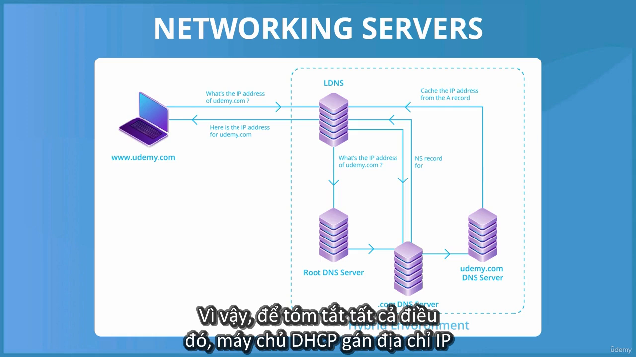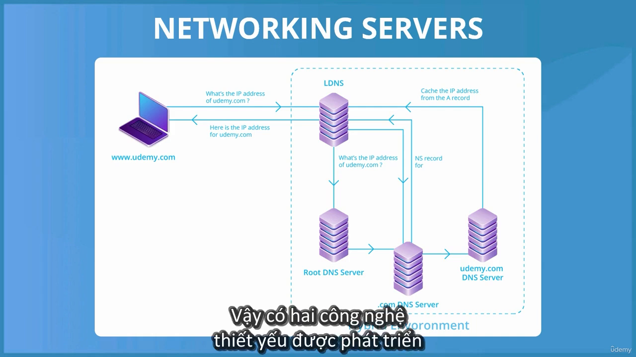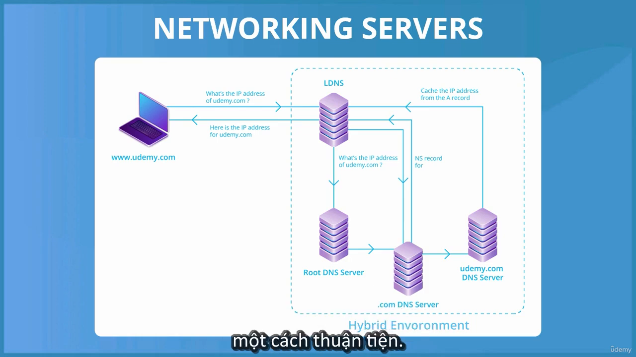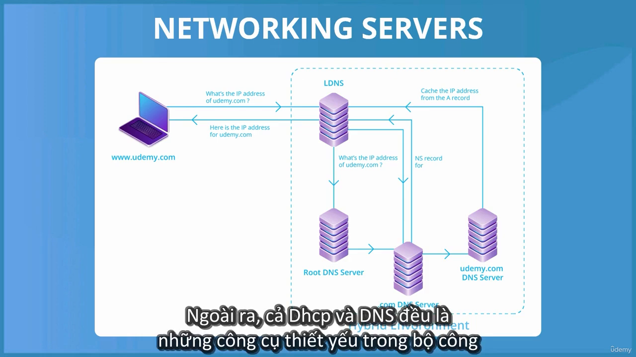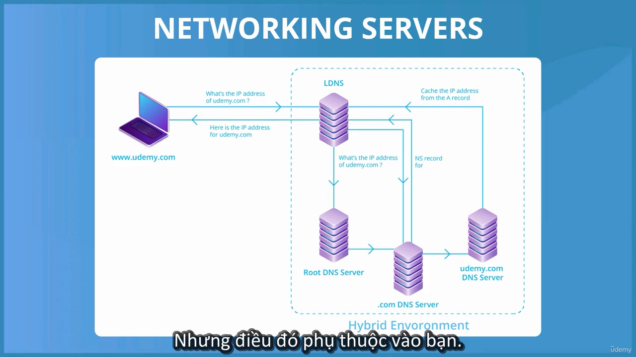So to summarize all that, DHCP server assigns the IP addresses to client computers, while DNS server will resolve them. So there are two essential technologies developed for us to be able to use a network and the World Wide Web, quite conveniently. Now, in addition to all that, both DHCP and DNS are essential tools in the Network Administrator's Toolkit for managing all the IP devices on a corporate network. That is up to you.